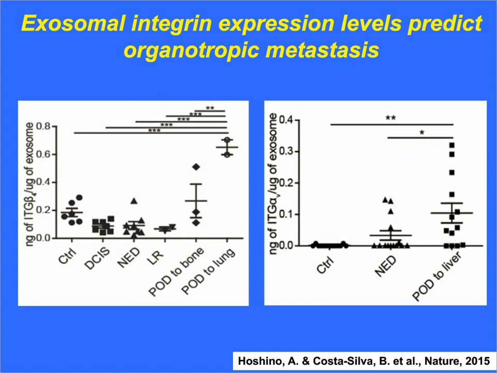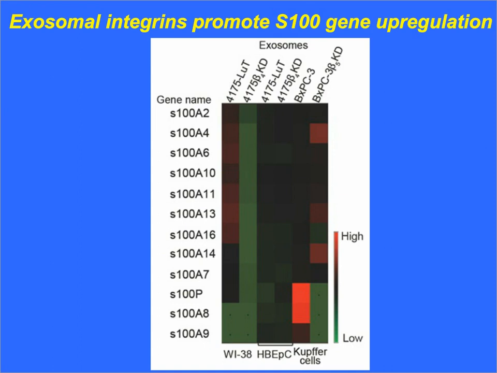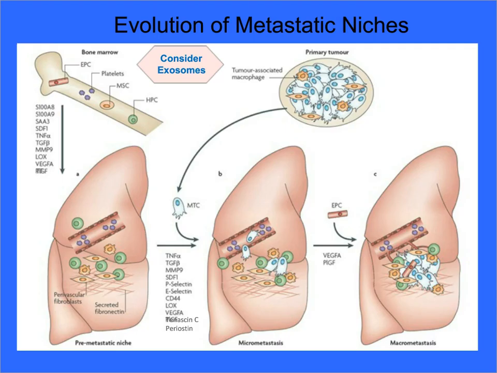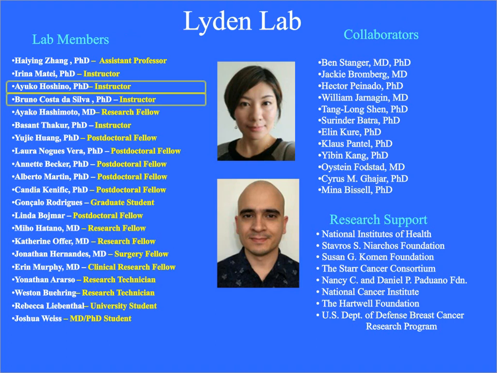The exosomes, as I mentioned, educate cells. And here you can see the S100 family. And the integrin itself has part of the education. Integrins are not only important for adhesion. So the exosomes are landing in particular sites. They're very important in the whole metastatic niche process, from pre-metastatic niche, micrometastatic niche, and macrometastatic niche. And so we feel that exosomes are the primary particles and molecules responsible for initiating metastases at organotropic sites.